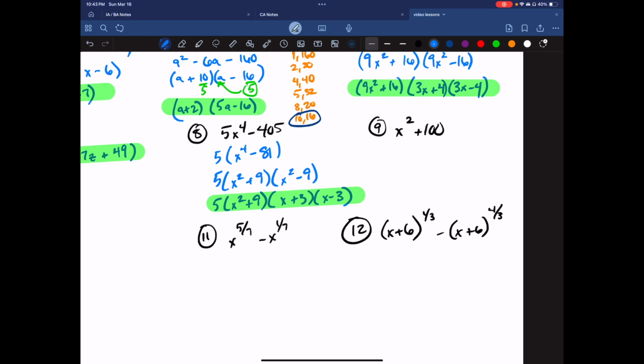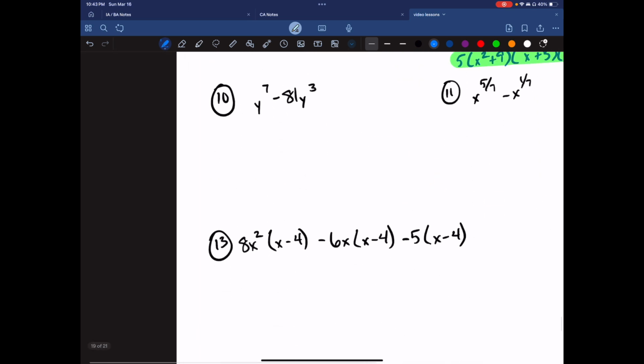Okay. On number 9, you can only factor something like this that has two terms in it if they're subtracted. And you have two perfect squares. They are perfect squares, but they're not subtracted. So I can't factor this, which means we call it prime. If you can't factor, we call it prime.